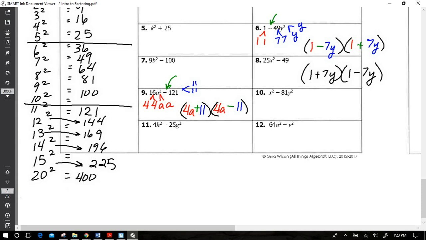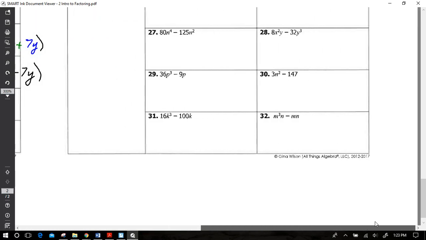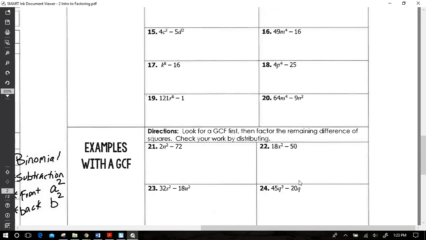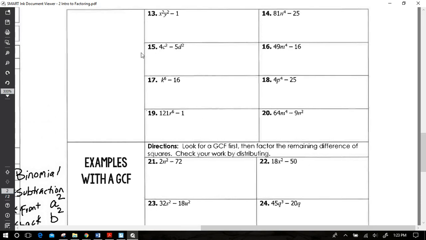All right, let's skip on over to this side of our paper. Again, we're not doing all of our notes anymore. Let's do number 15. So I see that I have in the front, I have 2 and 2, C and C. And then I have that minus sign, which is what I need. And then I've got D and D, but what's the matter with that 5? That is not a perfect square.